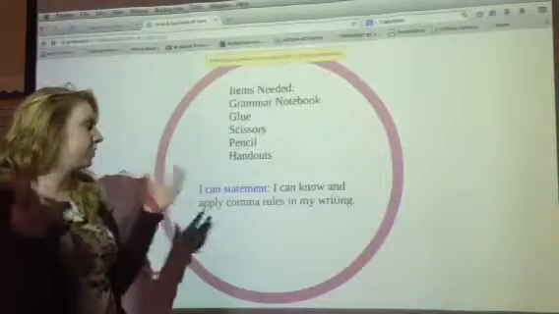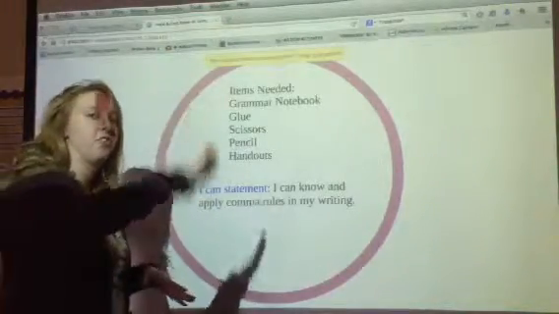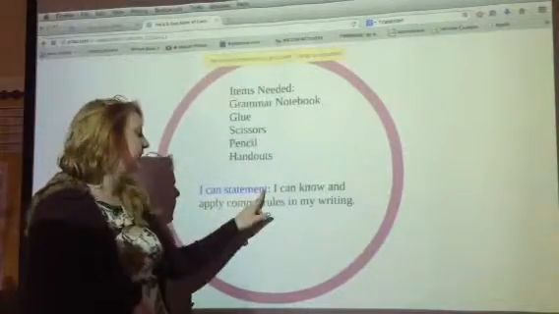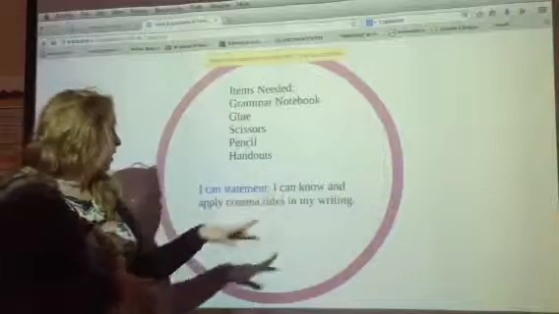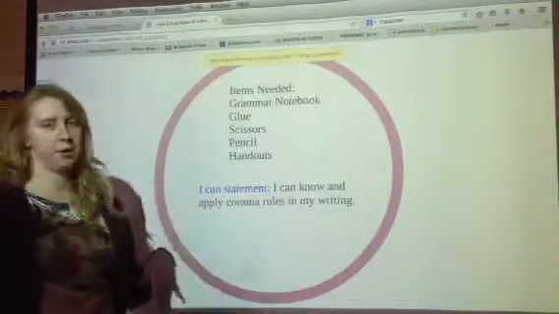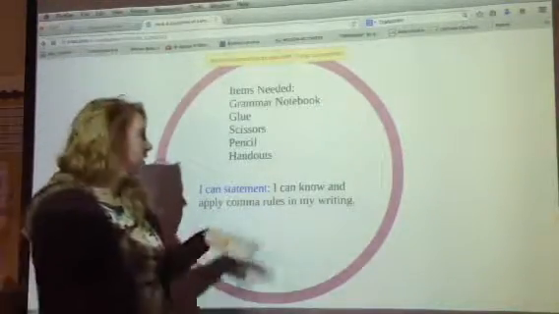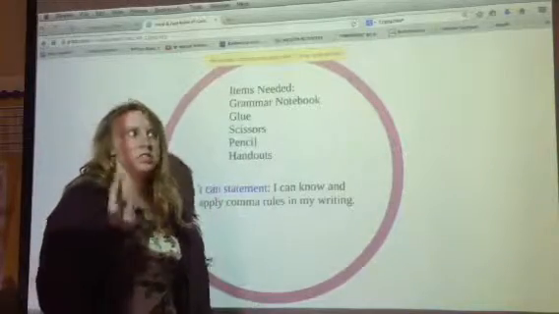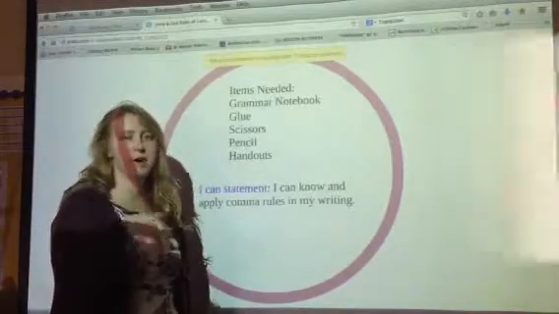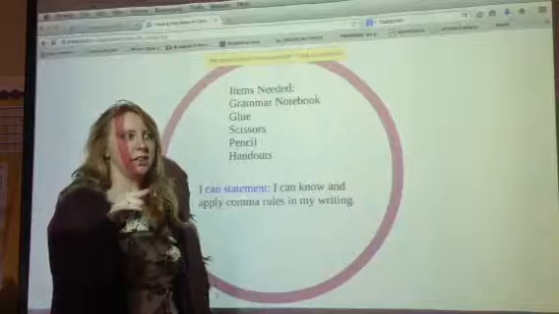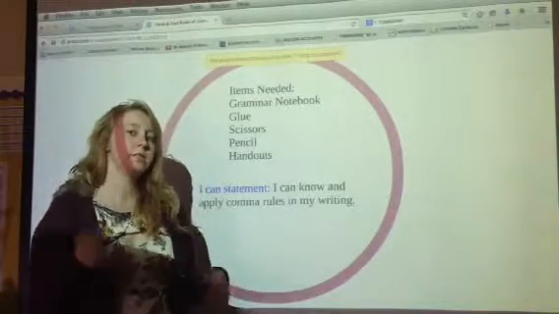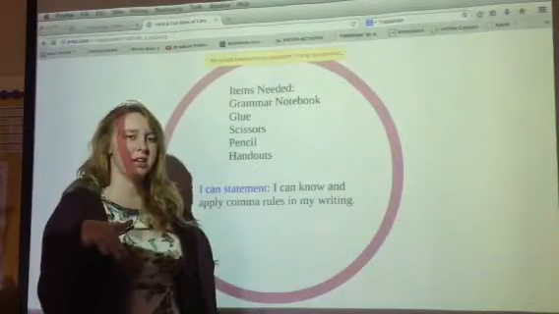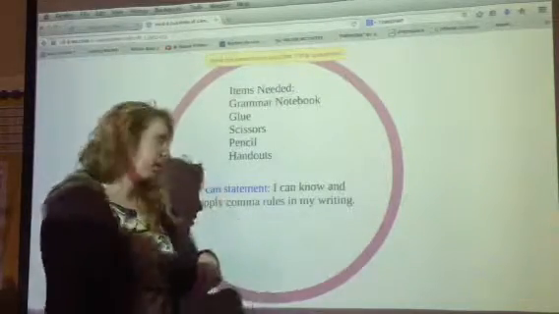Once you get all those items you need, at the top of your fresh blank page, you're going to write your I can statement. And our I can statement for learning these rules is I can know and apply comma rules in my writing. So go ahead, pause the video. Your handout, you should just cut around the outside, the black solid line. It actually tells you what rule you're going to use for each sentence, so don't cut that off, but just make it cozy and fit in your notebook.